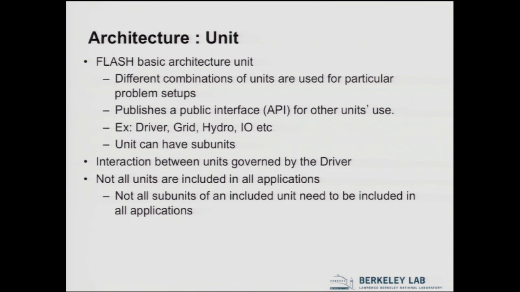Therefore, even if you do a subset implementation of the API, you're okay, because you just get the null implementation for the rest of them. If you don't need those particular interfaces, you're fine. The units can have subunits, and there is a very good reason for it, which I will explain with an example later. And it's not just that not all units are included in an application. Even if you include a unit, there may be some subunits within that unit that may not be included in a particular application.